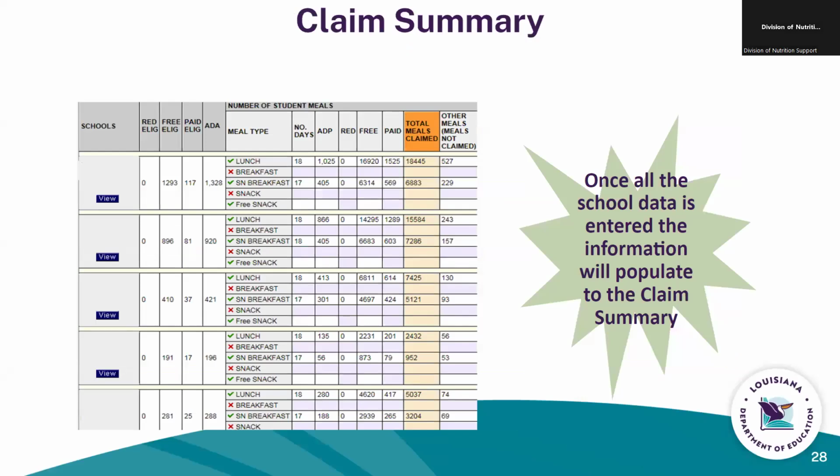So once you fill out all of this information for all of your schools, you'll be able to see it in your claim summary. Before trying to submit, you want to make sure that each section is filled out. Here, where there's some white space by free snack where there isn't a number put in, you would need to put in zeros there. Otherwise, it won't let you submit the claim. It needs to make sure that any fillable section has a number entered into it.